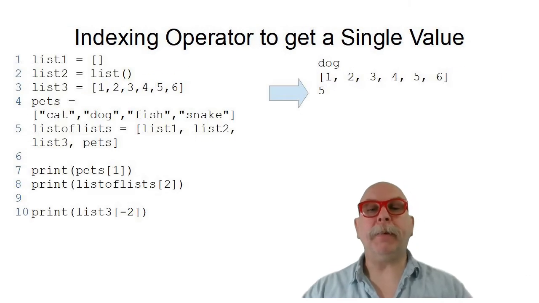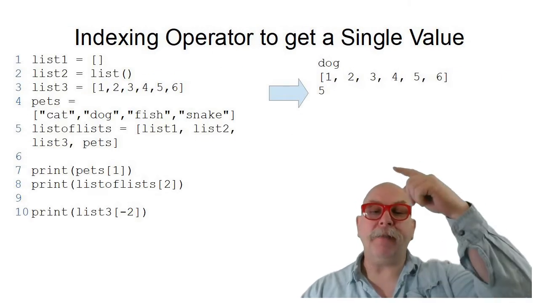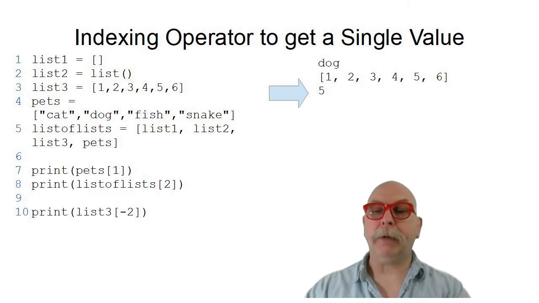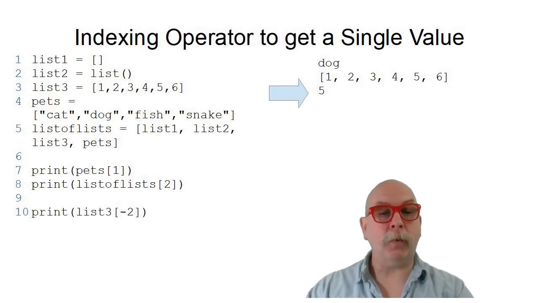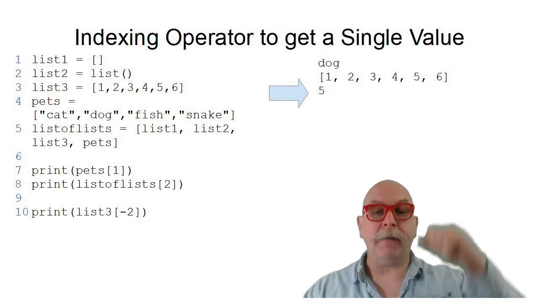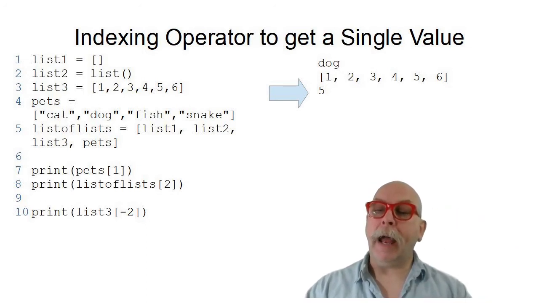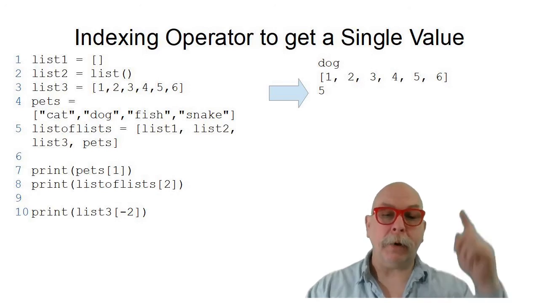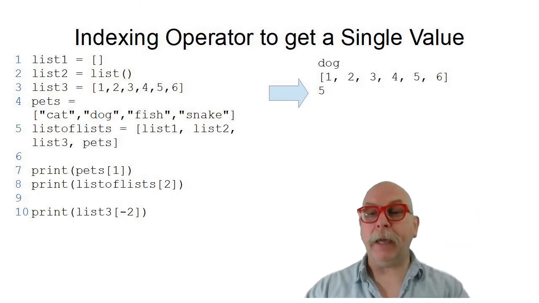So here we have a simple little program using the same lists that we created in the previous example to show how to use the indexing operator to extract items from a list. On line 7, you can see that we extract the item at position 1, the second item, from the list of pets, and you can see above it printed dog. On line 8, you can see that we extract the third item, or the item at index 2, from the list of lists, which is the list of numbers, and it printed that list from the other list.